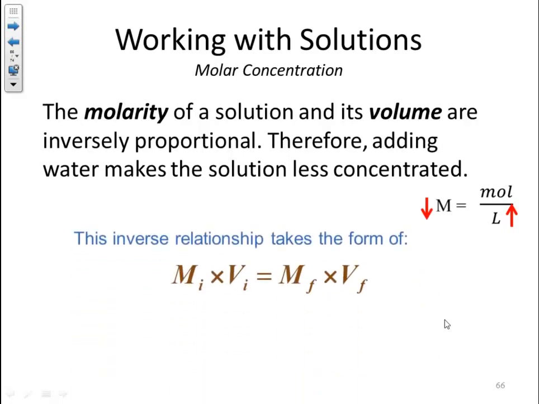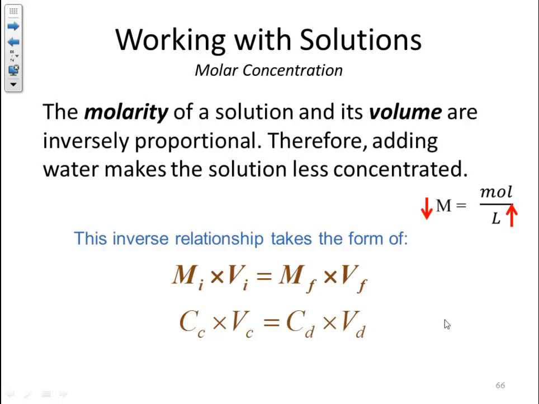The inverse relationship takes the form of molarity initial times volume initial equals molarity final times volume final. I like to rewrite this equation into something a little bit more usable. I like to say the concentration of the concentrated times the volume of the concentrated is equal to the concentration of the diluted times the volume of the diluted.